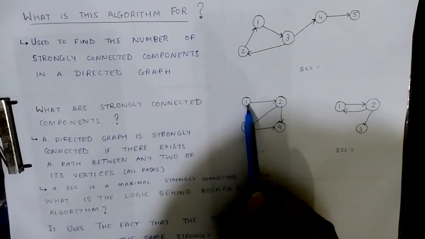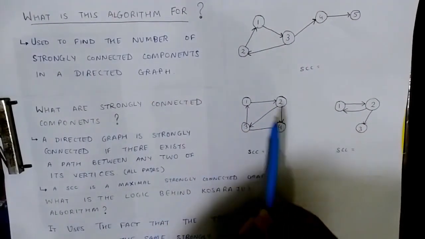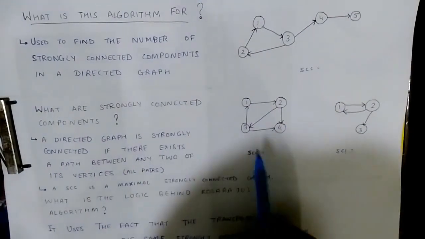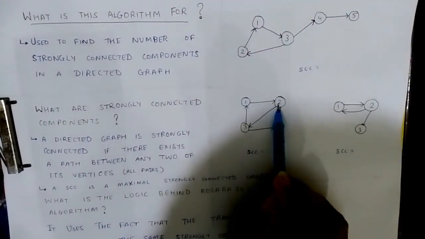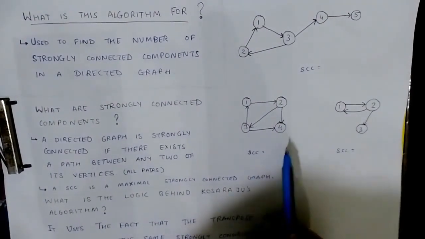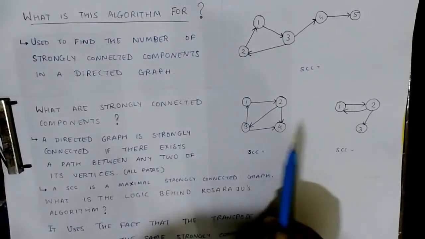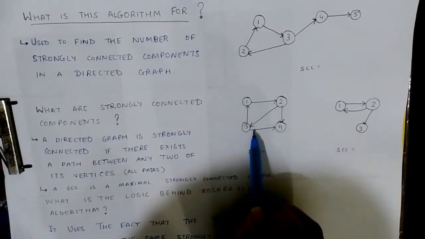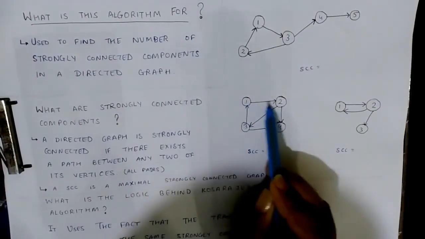For example, here from 1 we can go to 2, from 1 we can go to 4, and from 1 we can also move to 3. Let's check it the other way around. From 2 we can go to 1, from 2 we can go to 3, and from 2 we can go to 4. Similarly, from 4 we cannot go anywhere, but from 3 we can go to 4, from 3 we can go to 1, and from 3 we can also go to 2.